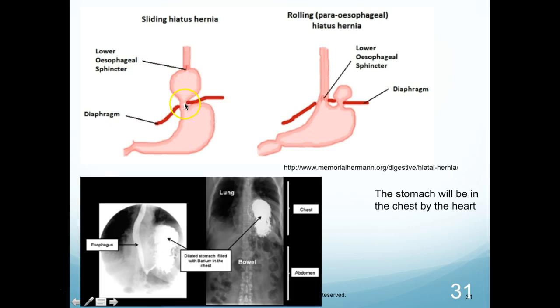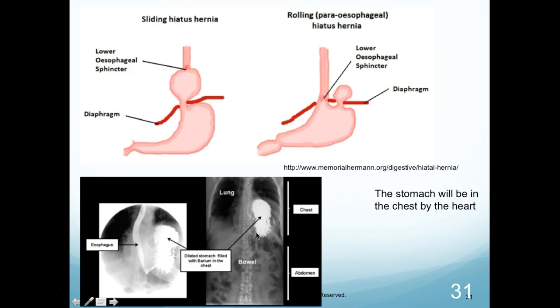And you can see here, this is how it works. Here's the diaphragm, here's your opening, here's your sphincter, and you can see that the stomach comes up above where it's supposed to be. With a rolling or paraesophageal hiatal hernia, the esophagus comes down, and then here's your diaphragm. There'll be a tear in the diaphragm, and the stomach comes up through it.